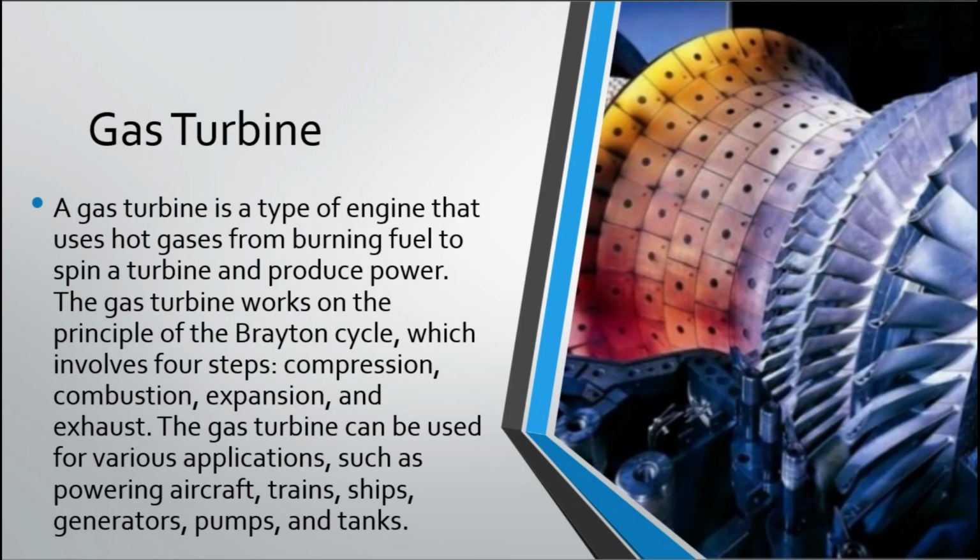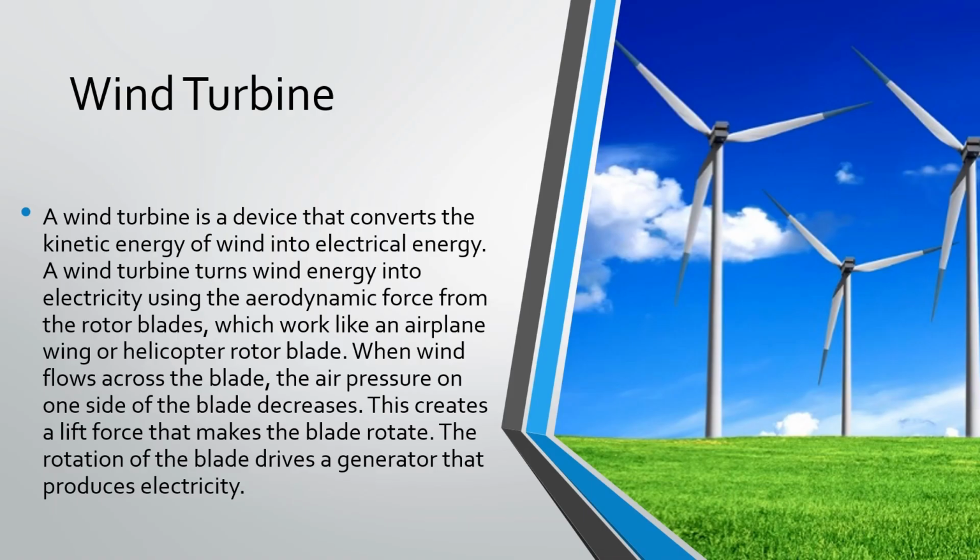A gas turbine is a type of engine that uses hot gases from burning fuel to spin a turbine and produce power. The gas turbine works on the principle of the Brayton cycle, which involves 4 steps: compression, combustion, expansion, and exhaust. The gas turbine can be used for various applications, such as powering aircraft, trains, ships, generators, pumps, and tanks.